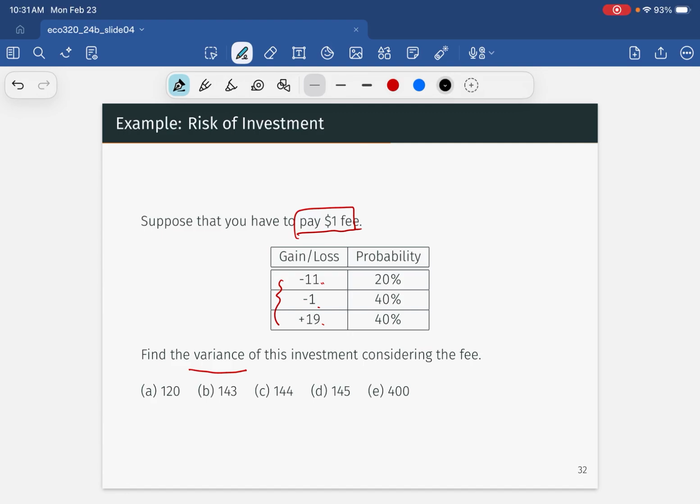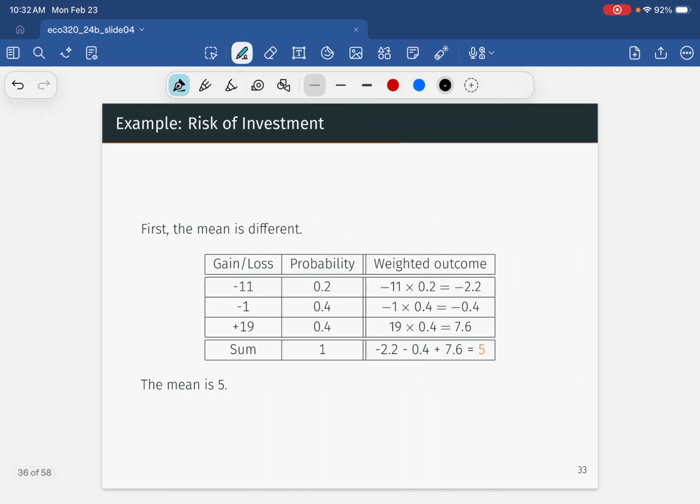Okay, at the end of the previous video, I asked you to calculate the variance in this example when we have a $1 fee. Let's do this together. Remember, I will calculate the mean and the deviation, square the deviation, and calculate the mean of the squared deviation. That's how we are going to calculate the variance.